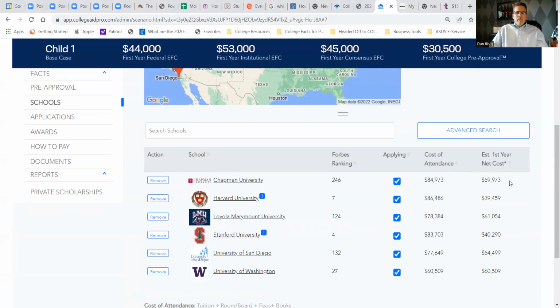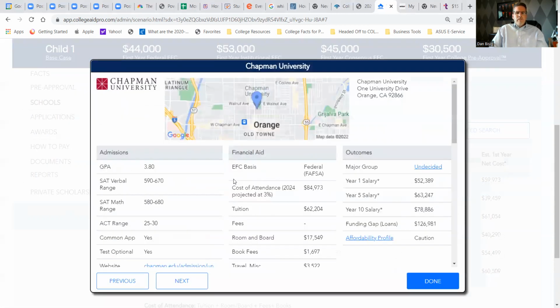Now, on the right side is what we're expecting based on these EFC numbers that you're going to be paying per year, at least the first year to go there. And so you can see these numbers are less. And so we want to understand that. So I'm going to go into Chapman for just a second here and show you some details.